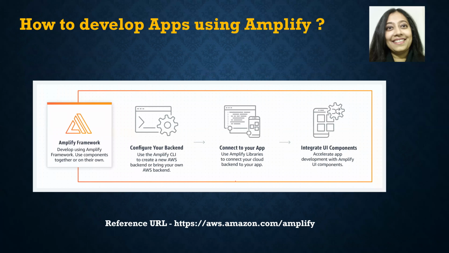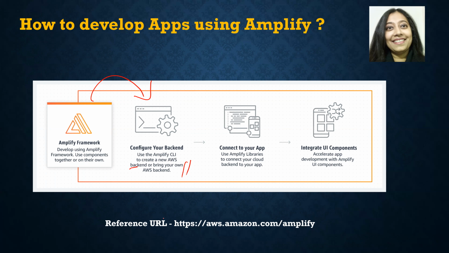Let us continue further ahead to see how to develop an app using Amplify. If you have to develop apps using Amplify, which is a framework that we just saw earlier, you need to first develop or configure your app's backend. And remember, we mentioned that it provides you with an Amplify CLI to create your AWS backend. Or if you don't want to use this, and you have your own AWS backend, you can do that as well.